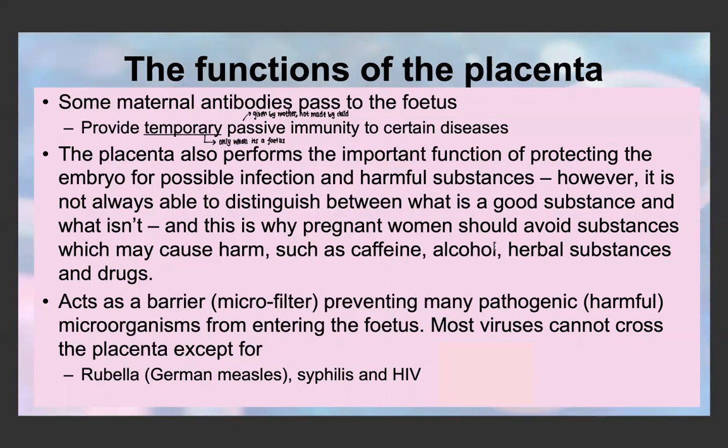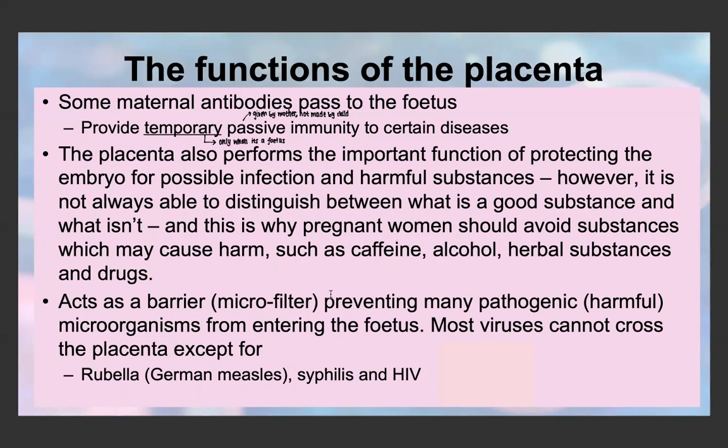The placenta also protects the embryo from possible infection and from harmful substances, but it can't protect from everything. It doesn't always know how to distinguish what's good and what's not. And that's why things like alcohol, caffeine, herbal substances, and drugs shouldn't be taken during pregnancy, because this can severely harm the baby.